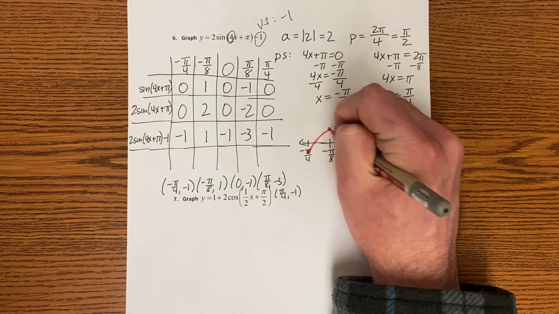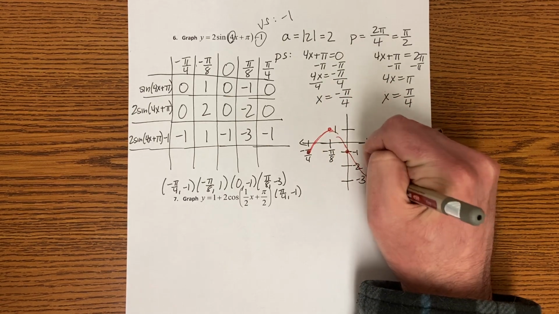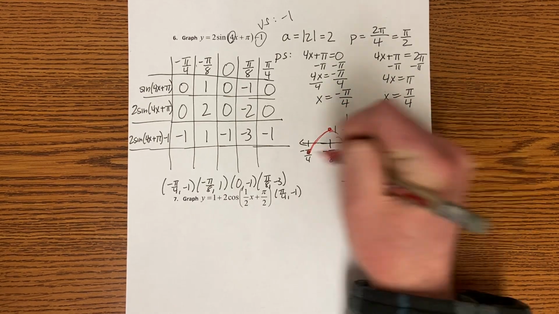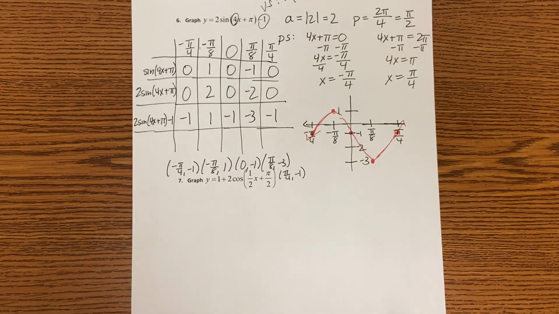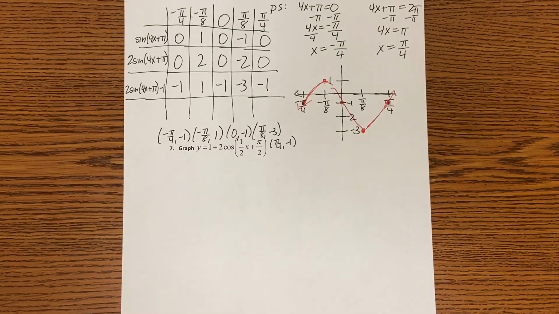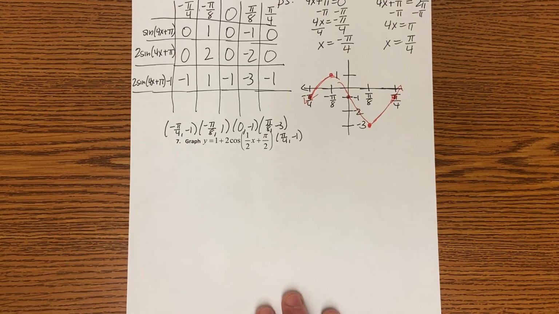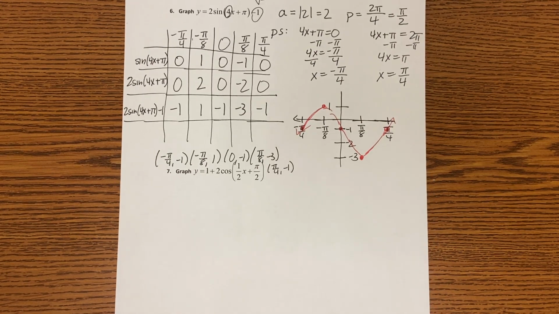So it's still the sine shape. It's just been moved a little bit. So like I said, I'll leave 7 for you to try, but of course I will put the key up. And that's really all for this video and all for Unit 3 in this class.